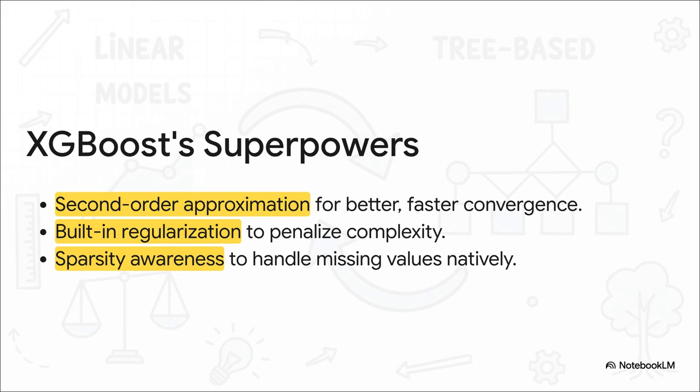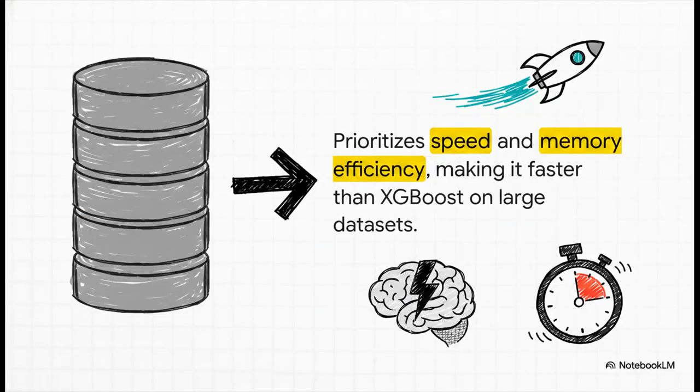So what makes XGBoost so powerful? Well, it's got a few superpowers. It uses a much smarter, more sophisticated math approach to find the best splits. It also has regularization baked right in, which means it actively punishes the model for getting too complex, which helps stop that overfitting we talked about. And one of my favorite parts, it can intelligently handle missing values all on its own right out of the box.